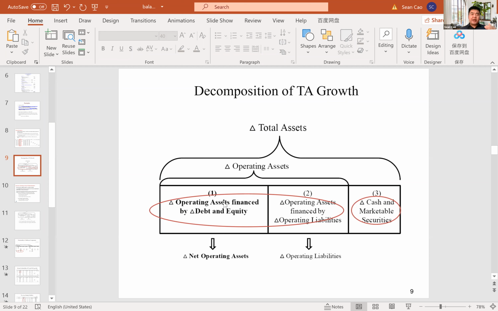If the expansion is funded by money from the sellers, from the suppliers, this may be good expansion, good growth. But if the money is from the stock market, bond market, or bank loan, it may be bad expansion, like the over-growth we discussed before. So that's the theory we want to propose here. Why do we have that theory? The reason is the following.